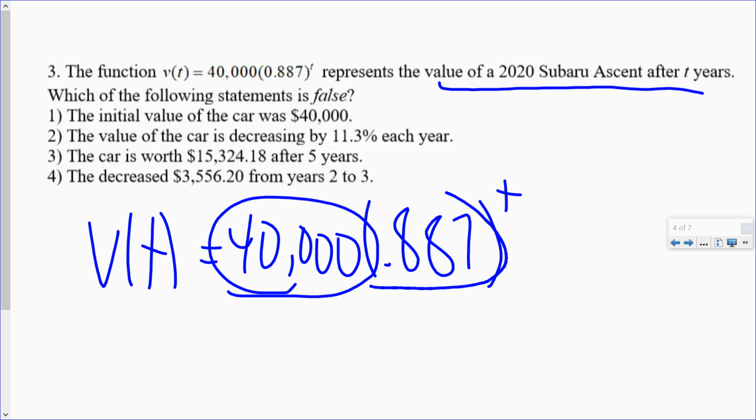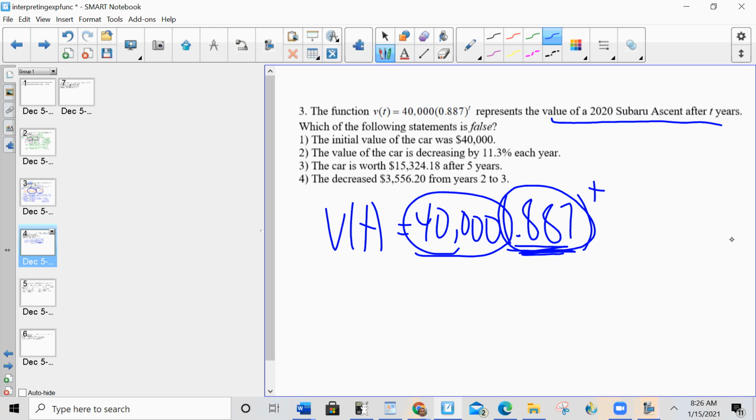It's 1 minus the rate. Now, what percent is it decreasing? Well, 1 minus what is 0.887? That's the question. Or think of it this way. If you're maintaining 88.7%, what are you losing? The answer would be 11.3%, 0.113. And if you can't do that mentally, then just go to your calculator and type in 1 minus 0.887. But what you have to determine is what is being added or subtracted from 1.